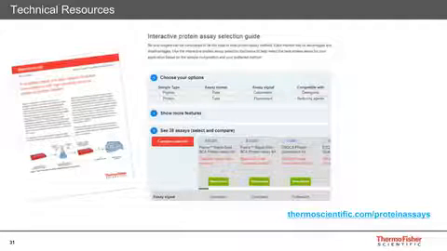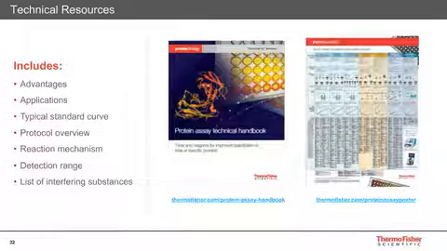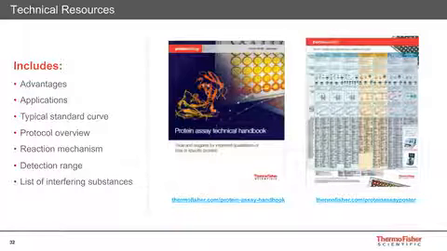So, as we have seen, there is no one protein assay that satisfies all our needs. Therefore, we have developed an interactive protein selection guide for customers where you can click on your sample type, click on your assay format, click on your sample composition. For example, if you have a detergent in your sample, you can click detergent. If you have reducing agent, you can click reducing agent.